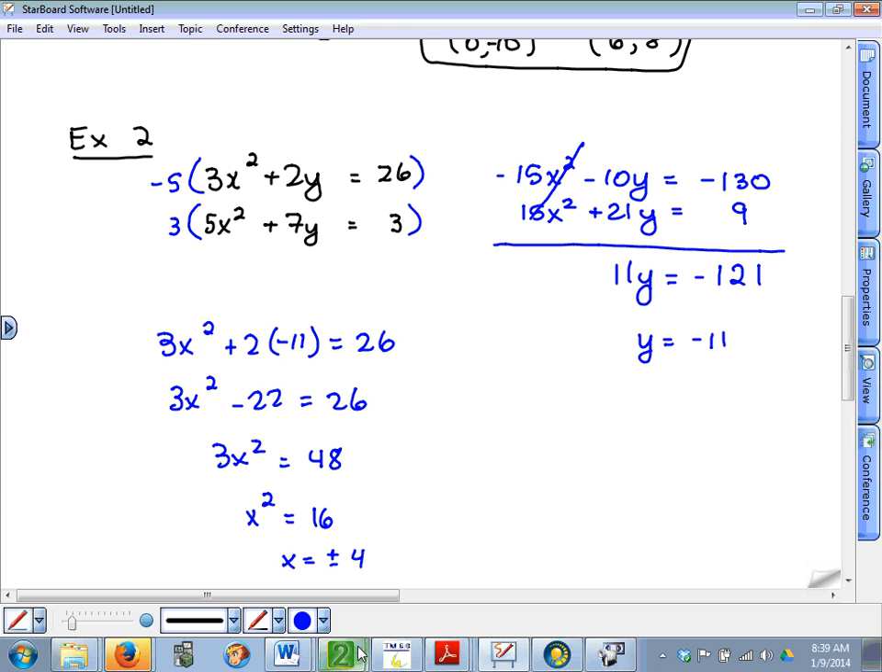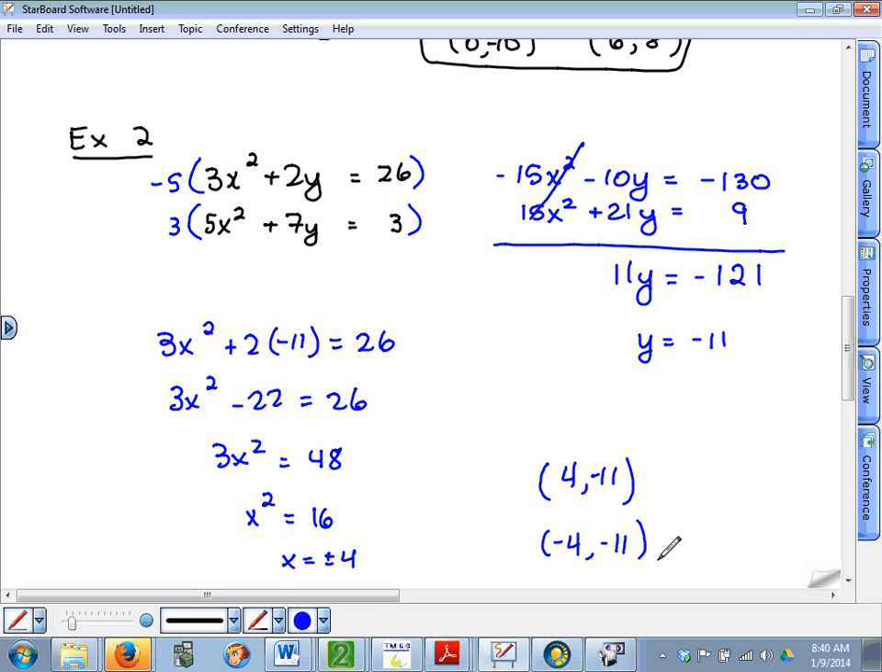And the reason that's important, you guys, is if you just let x equal 4, then the only answer you get is 4 comma negative 11, but that's not the only answer. There's one more. Negative 4 comma, wait, isn't it negative 11? Yeah, it's negative. I keep missing the negative signs. It's 4 comma negative 11, and negative 4 comma negative 11.